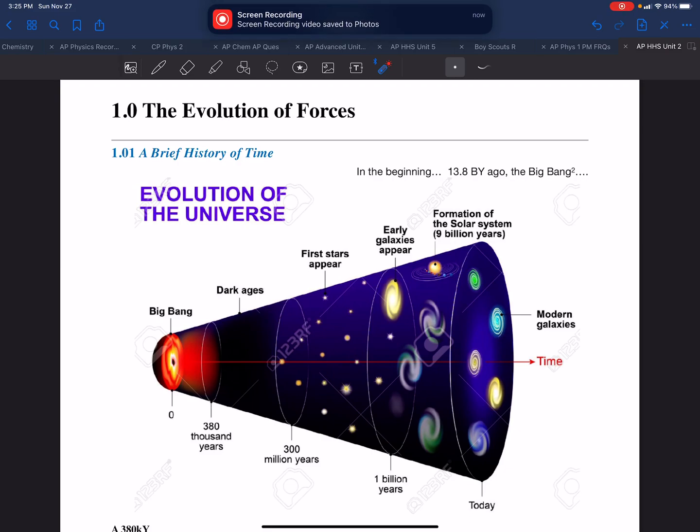So let's talk about the evolution of forces. And I will jokingly refer to this as A Brief History of Time, the title of a very, very famous book by Mr. Stephen Hawking. And the irony in this brief history of time is that it is not brief at all. It is 13.8 billion years, and the time began in the very beginning, the Big Bang, ending until now.